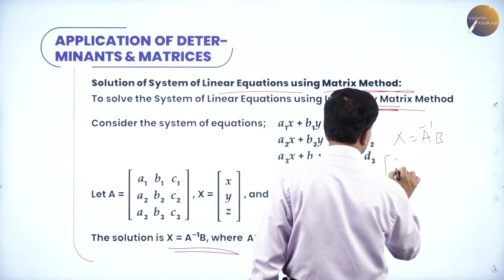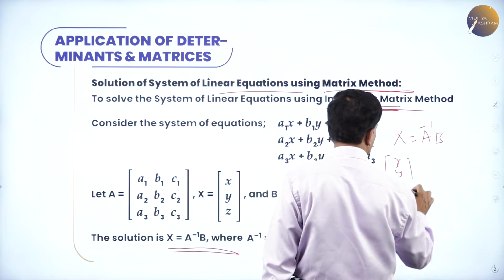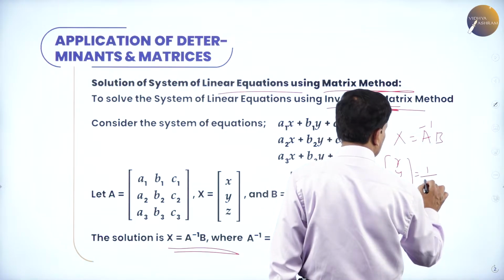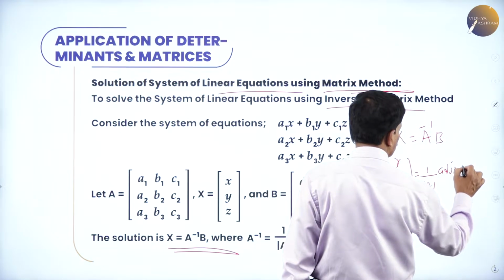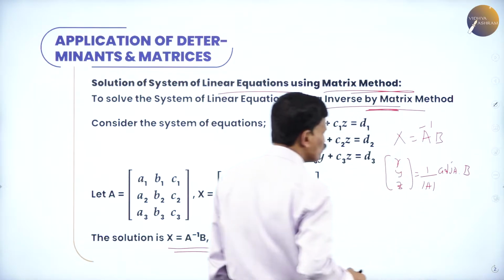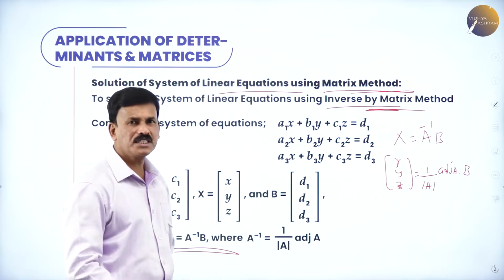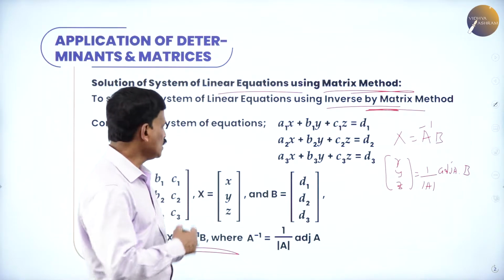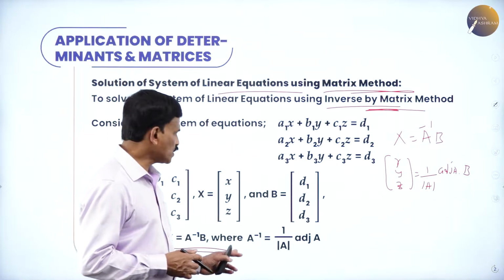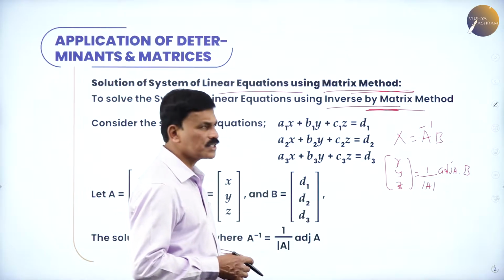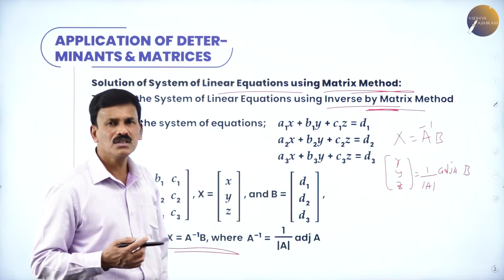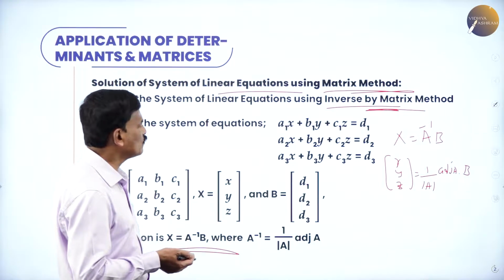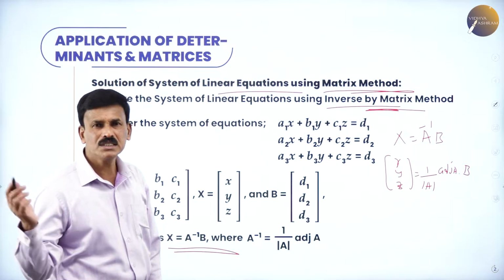What is X? X is nothing but x, y, z, which is equal to A inverse B. What is A inverse? A inverse is equal to 1 over determinant of A into adjoint of A. Just find out the inverse, then multiply with the constant matrix d1, d2 and d3. You will get the solution for the system of linear equations in terms of x, y and z.